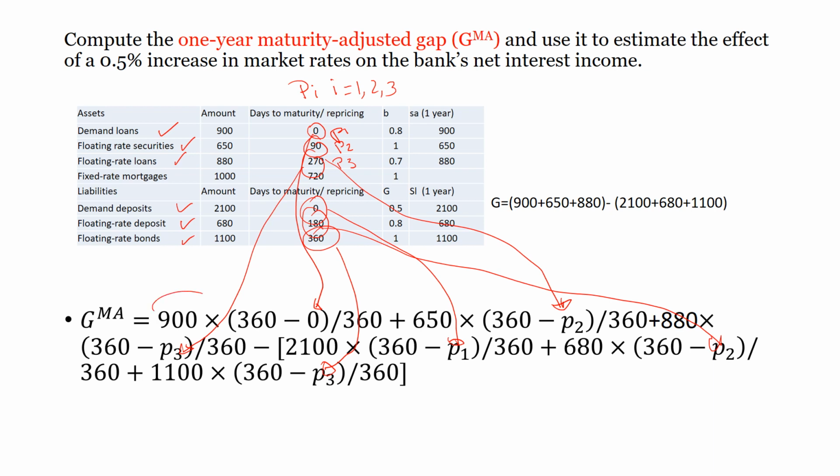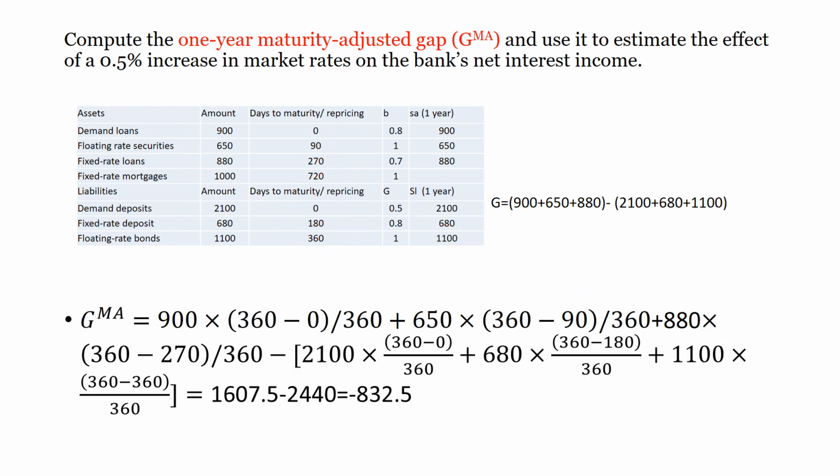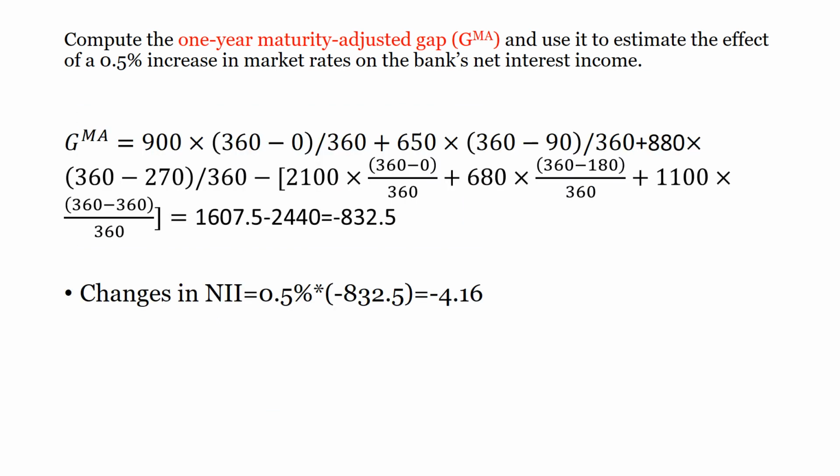I have also replaced the values of the interest rate sensitive assets and liabilities. So the first one, SA1, as you can see here, is 900. I've put it there, but this bit is exactly the same as the gap. So if you replace all the letters by the numbers, what you can do now is take your calculator and calculate the gap, which here is minus $832.5 million, or billions of dollars, whatever the scale and currency is.